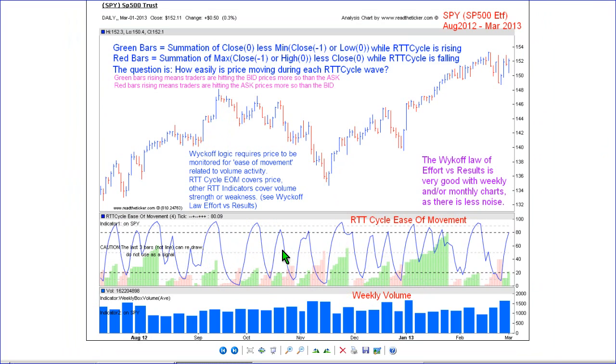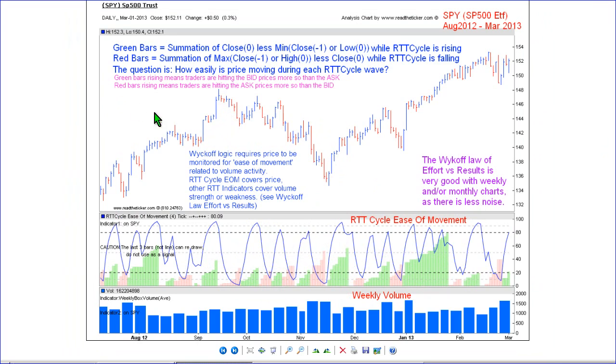Behind the logic of this indicator is Wyckoff's law, effort versus result. Wyckoff says that if you have good volume activity, you should have good price activity, and if you don't, that means something else is going on. So if you have good volume activity and price is only advancing a little bit, that means there's something else going on, might be selling going into the rally. So this here is a study of the price action to see how well it's moving per wave.